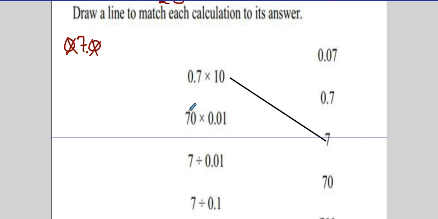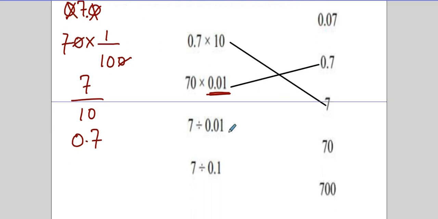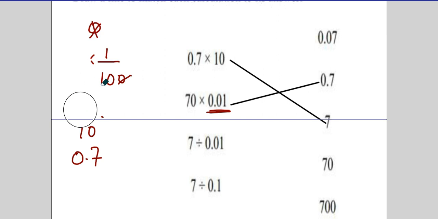The next is 70 times 0.01. Now write 0.01 as a fraction. That will be 1 over 100. Cancel that 0, cancel that 0. The answer will be 7 over 10. What is 7 over 10 as a decimal? This will be 0.7. Now, do we have 0.7? Yes, we do. So this will match with 0.7. Okay, keep going. Let us delete this.